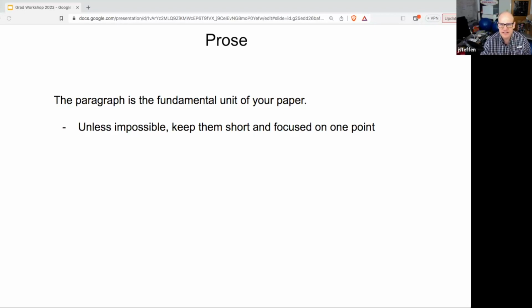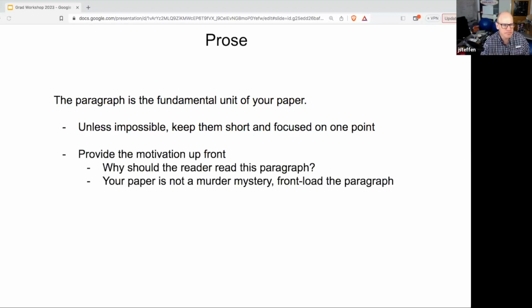So I think the next bullet point is provide the motivation for that paragraph up front. So why is somebody reading this paragraph? That would basically be saying you have a thesis sentence or a topic sentence within that paragraph, so that the reader knows, okay, now I'm reading this paragraph and it's going to contain this piece of information. That also helps them, because if it's a paragraph that they don't really care about, then they can just skip over it if they know upfront what the paragraph is going to be about.